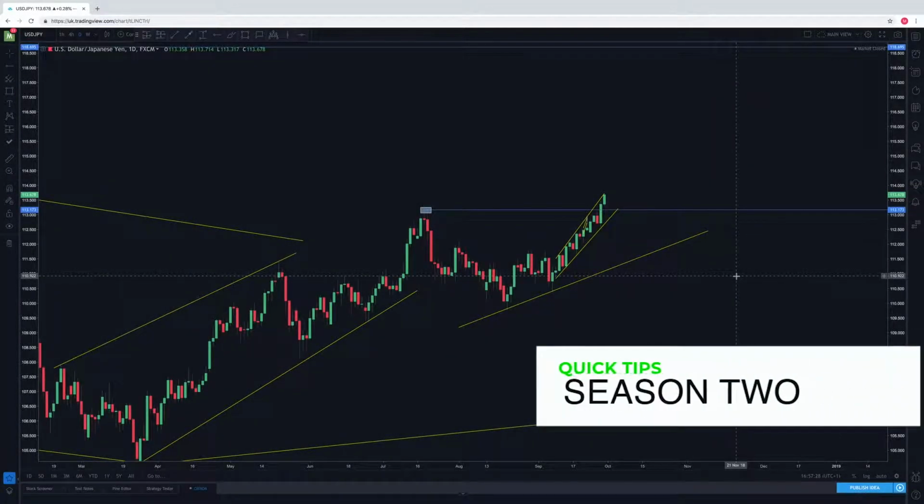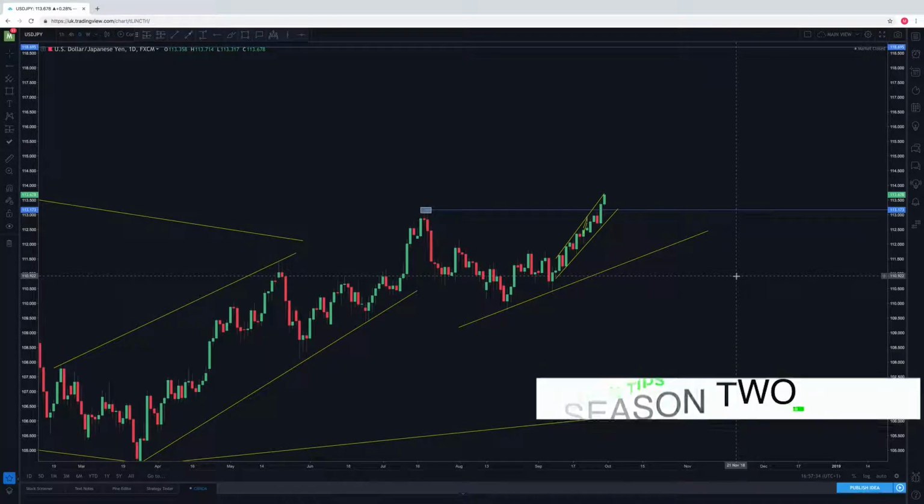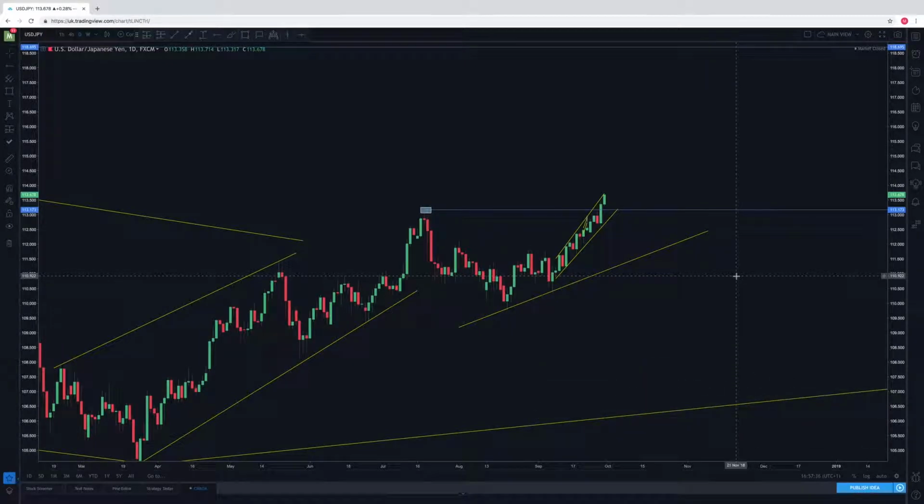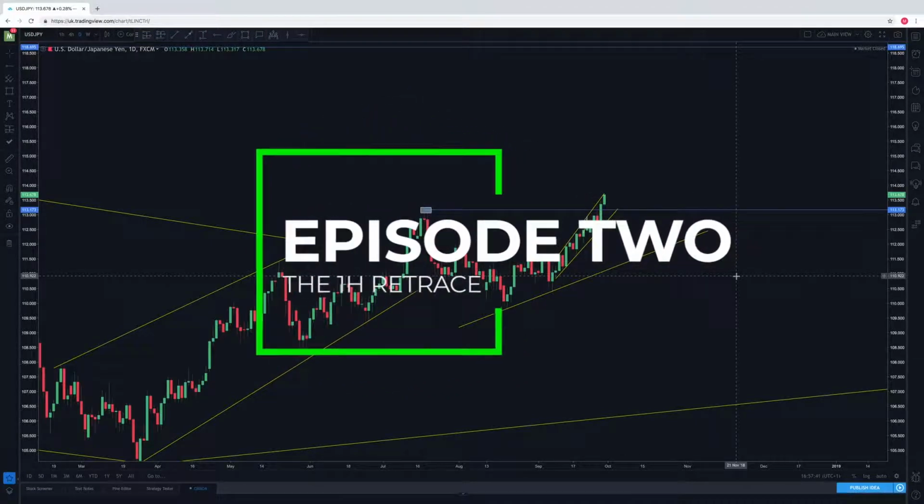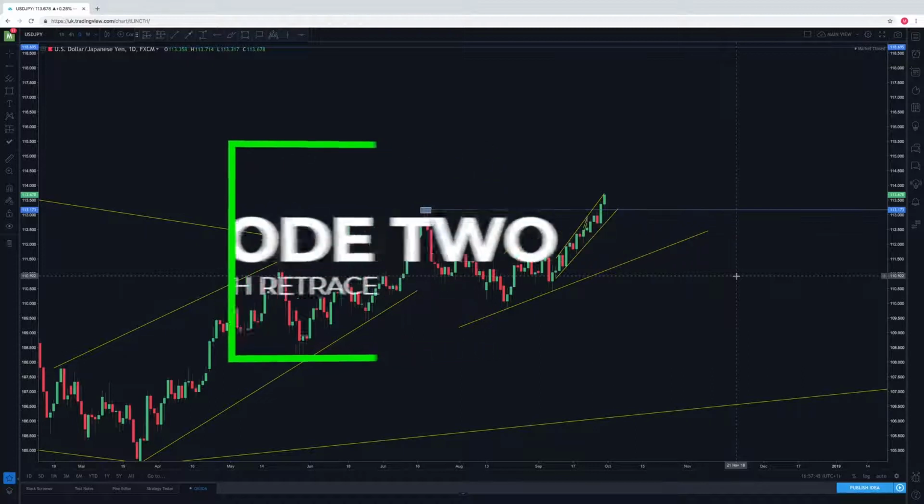Really excited to get into this one, which is the 1 hour retrace. So again, this is a question I get a lot, and I think this is an area where people overthink it. So I want to show you a few examples in which it's good for both management and for entry. And I want to show the difference between when it's not that great to use it and when it is really good to use it.